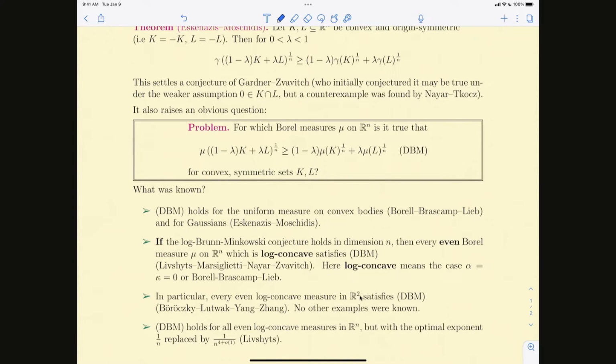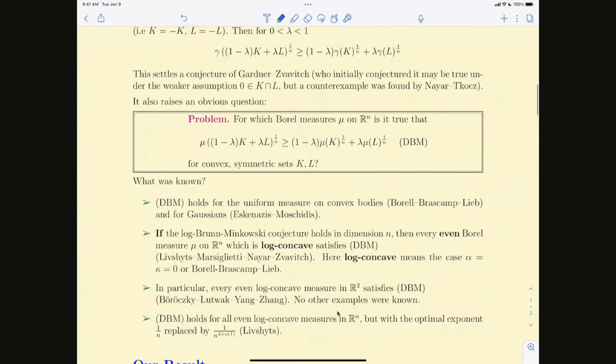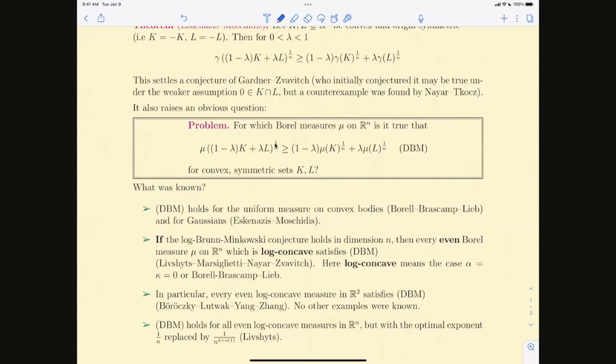In particular, in dimension 2, we know log Brunn-Minkowski by the works of Böröczky, Lutwak, Yang, and Zhang, so we also know that all log-concave even measures in dimension 2 satisfy this. And essentially, I think those are the only examples that were known. Basically, we know Gaussian, we know dimension 2, we know uniform on convex sets, and that. Now, if you are willing to write here, instead of 1 over n, a worse exponent, essentially 1 over n to the 4, it was proved by Livshyts that this is true in every dimension, for even log-concave measures.